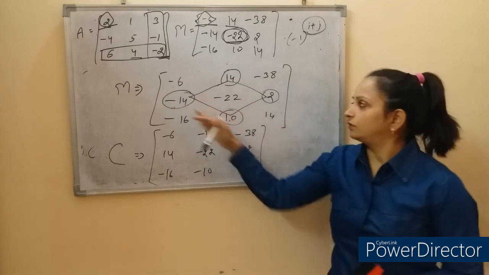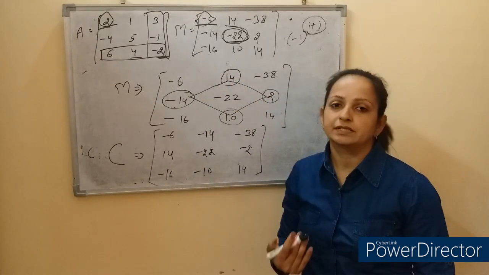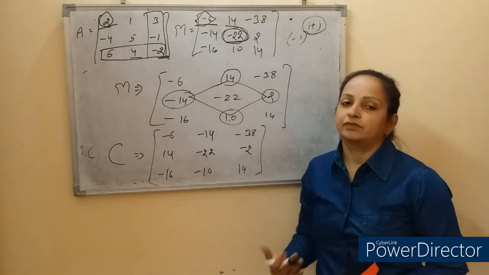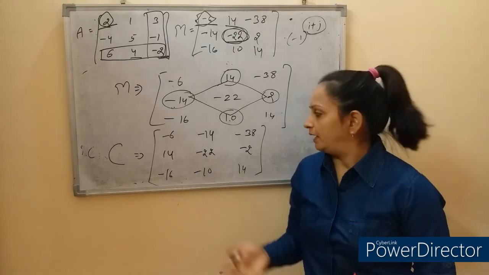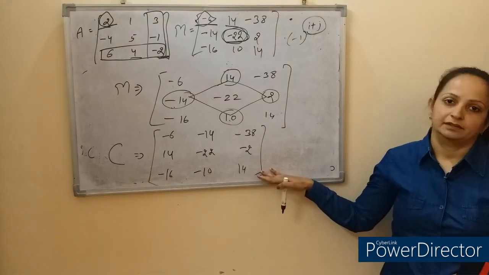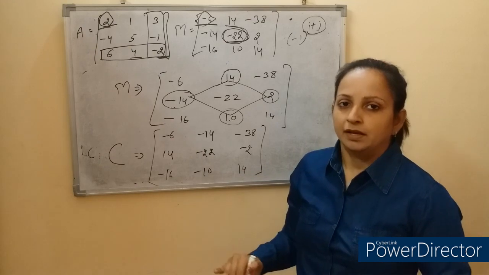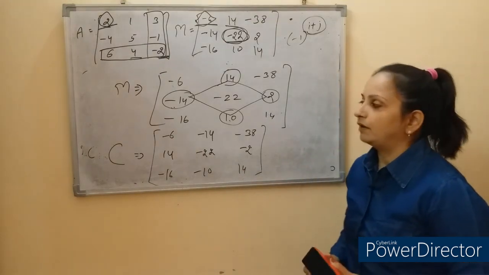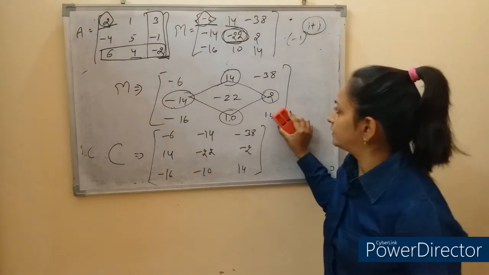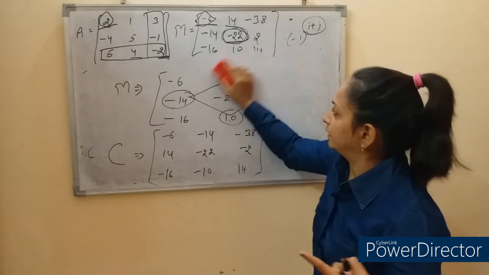So I selected all those locations or positions which give me i plus j as an odd number, and I just changed the sign, and my minor will become the cofactor now. So this is my matrix of cofactors. So in this video we have covered 2 steps. The first step, how to find the minor. The second step, how to find the cofactor.